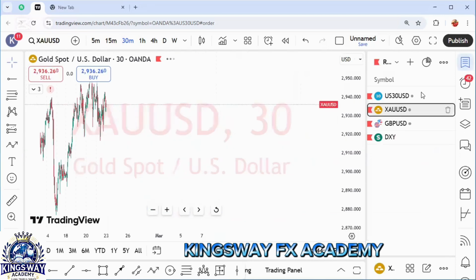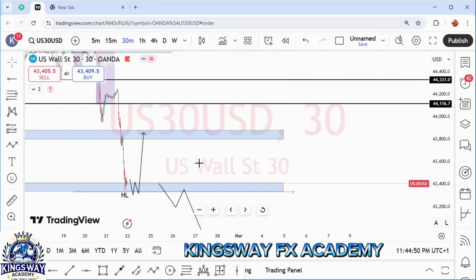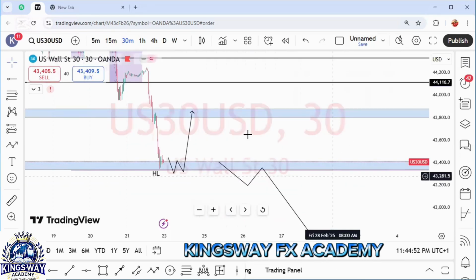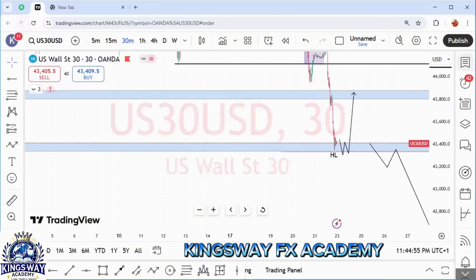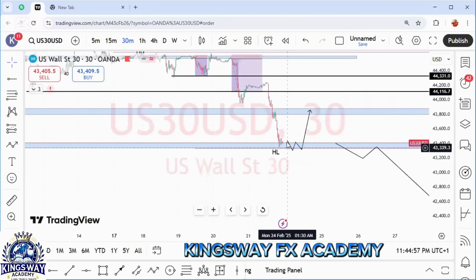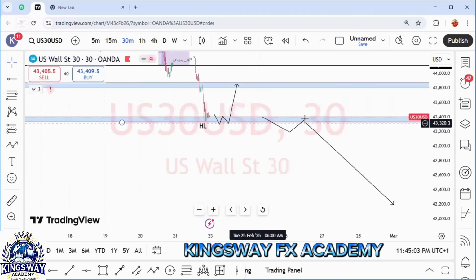So quickly, these are my expectations on long and short positions on US30. If we see a double bottom at this zone here, then a push to the upside, or a break of this zone here, then a push to the downside.